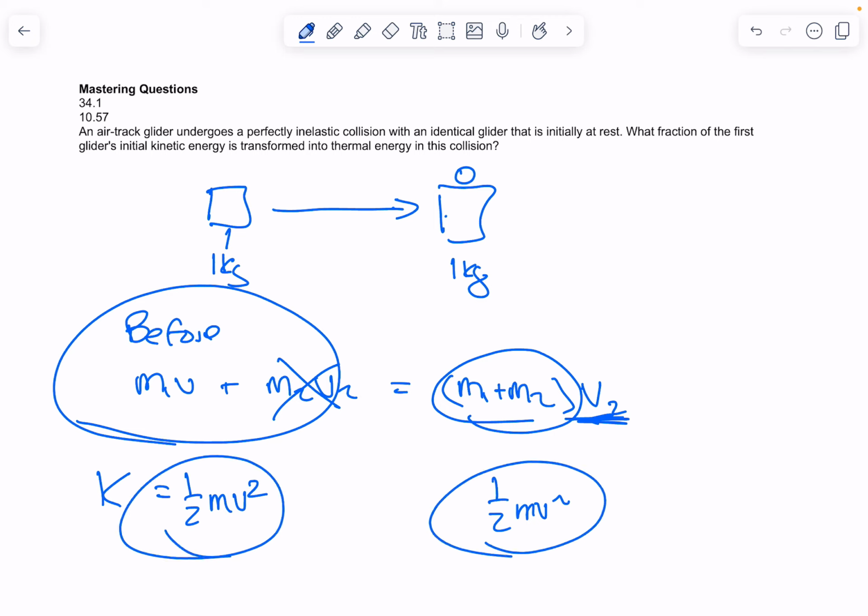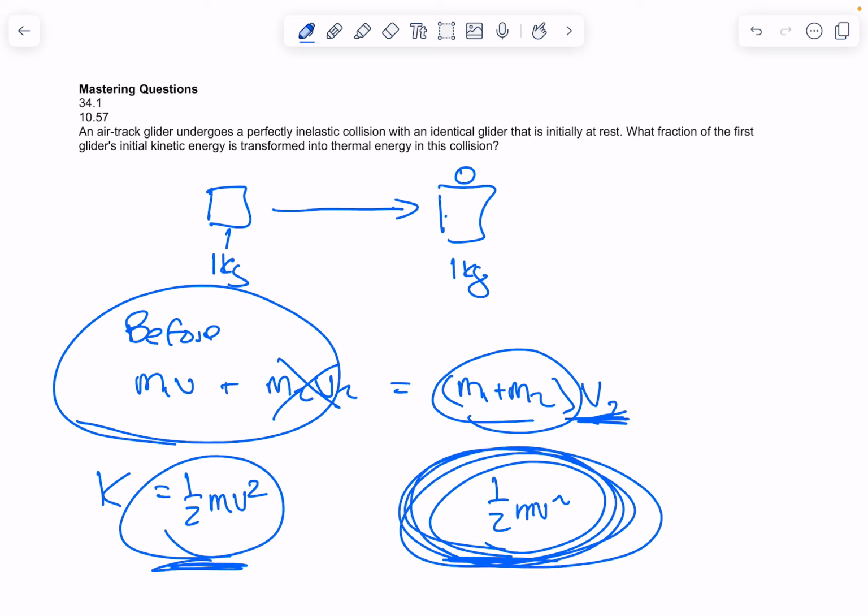And then to find the percentage, you'll have more kinetic energy here than you will here, so you will take this number, if you will, whatever that comes out to be, once you know v2 here, divided by this kinetic energy, and that gives you your fraction as a percentage.